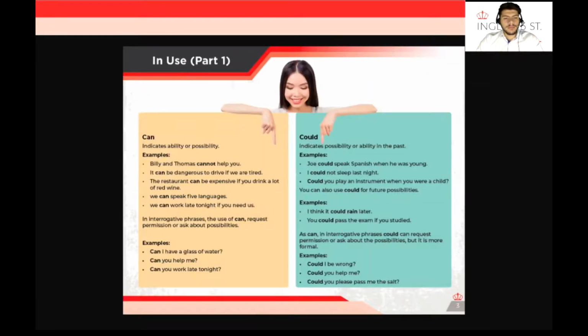Perfect. Then we're going to begin with one of the simplest modal verbs, which is can. And well, I know that we have studied can before. We know that it indicates ability or possibility. And we have some examples here. I'm going to ask you, Luz, to read it, please.